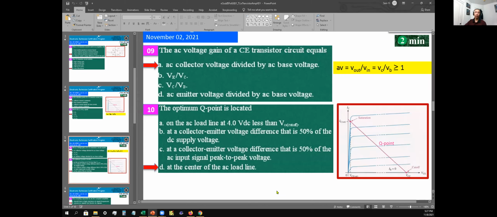Sorry, Sam, is it interchangeable? Because it says AC load line, and I didn't know if that was a typo or if that was a trick. Yeah, mainly we look at the AC. You can interpret it as AC or DC. All the capital letters here represent DC. So the answer is D, at the center of the AC load line.